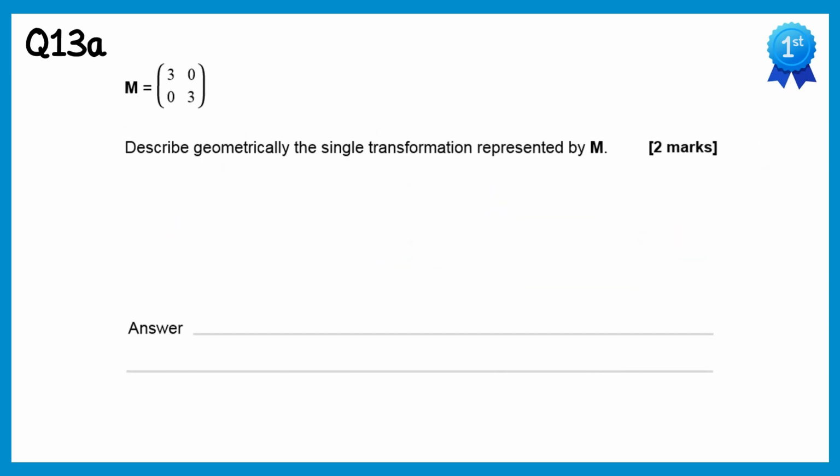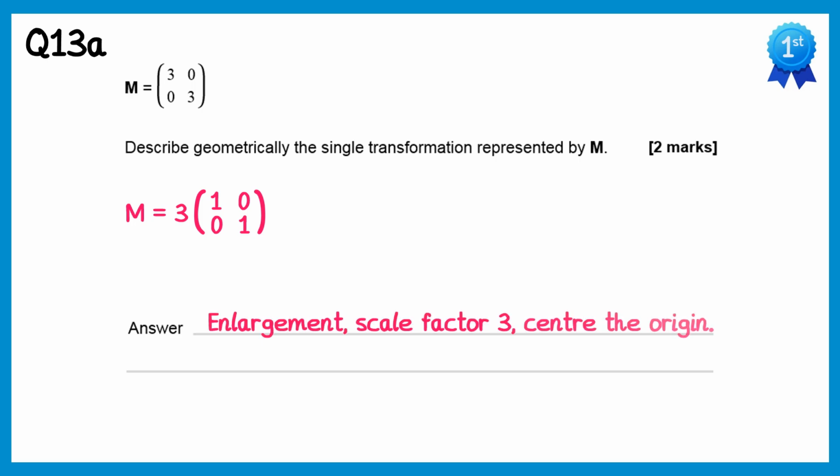You should recognise that matrix M is just 3 times the identity matrix. This means the transformation is just an enlargement with scale factor 3 centred at the origin.